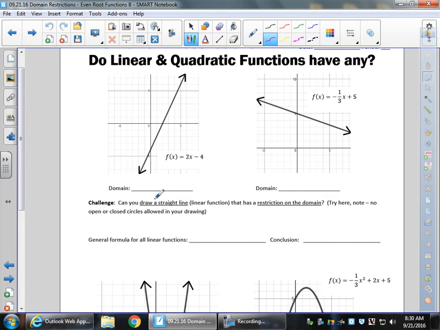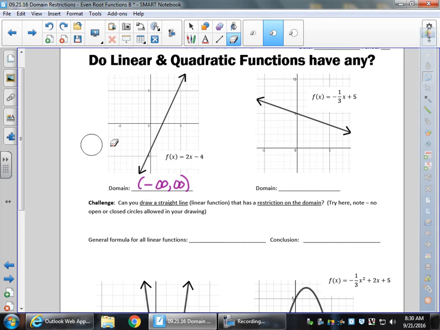So here I have an increasing line and here I have a decreasing line. If I came in from the left and the right, what's my domain of this first line? Give me both pieces, not just one. Negative infinity to infinity. Does anybody remember that other symbol we could write? Kind of like that funky R. That means all real numbers. Raise your hand if you've seen that symbol before. One person? Alright, let's learn how to draw it together.